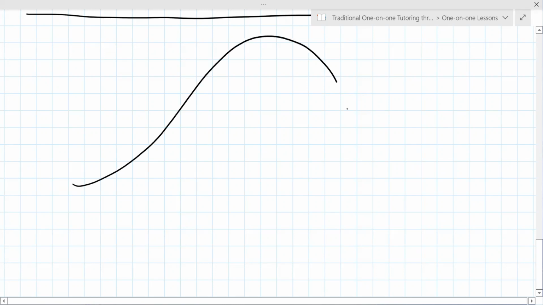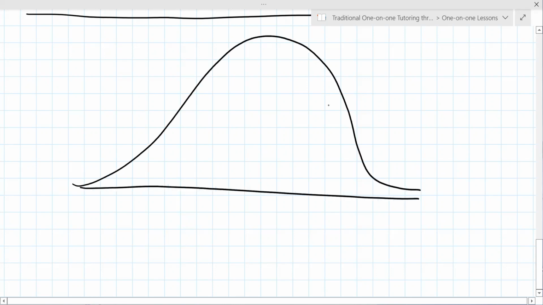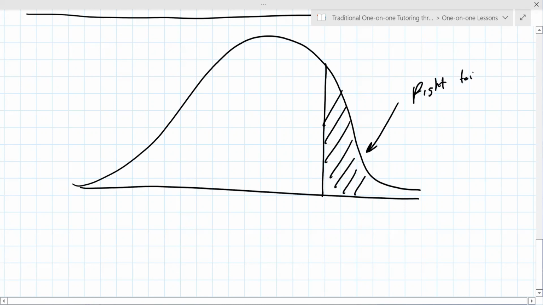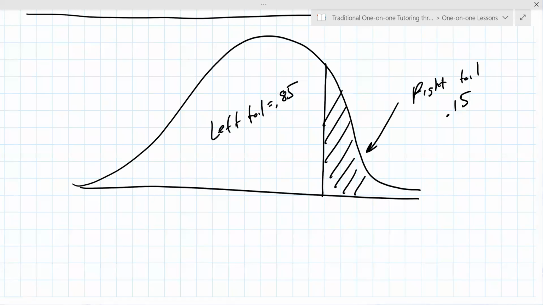The 15% means that the area in the right tail is 0.15. Now, the way your table works in the back of your book, it doesn't work with the right tail. You have to realize that the left tail is 0.85, and so you're looking that up in the table. Now, we can go through how to do that. Let me pull up a table.